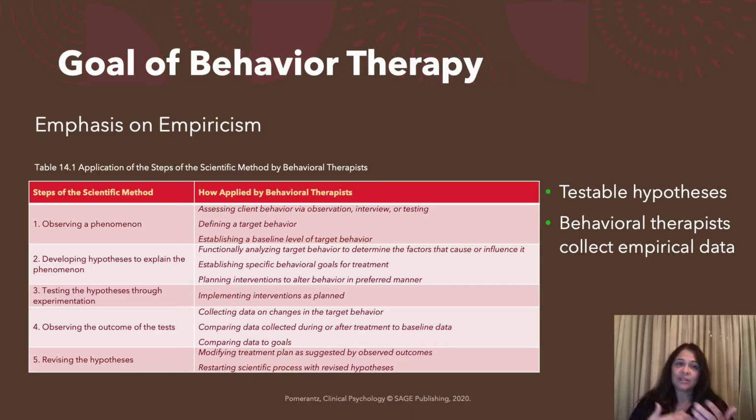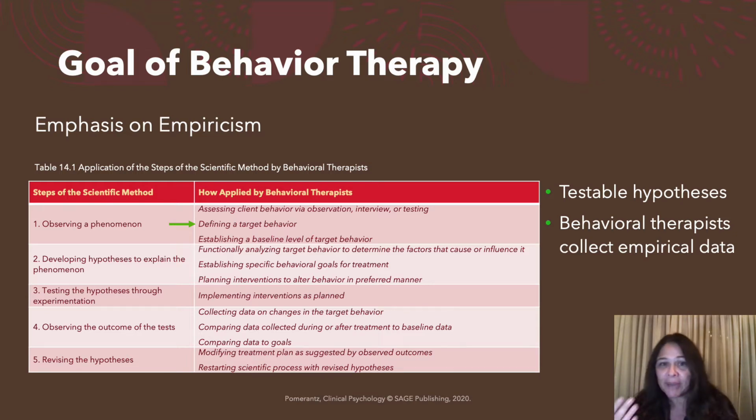So let's take a look at the goals of behavioral therapy. The goals of behavioral therapy are absolutely based on empiricism. Well, what is empiricism? Empiricism is really the notion of using the scientific method. So really observing a phenomenon, for instance, paying attention to defining a specific target behavior. That's how it would be applied in behavioral therapy, right? So you observe a phenomenon, or in this case, when you're working with a client or a mental health consumer, you define a problematic behavior and you define a target behavior.